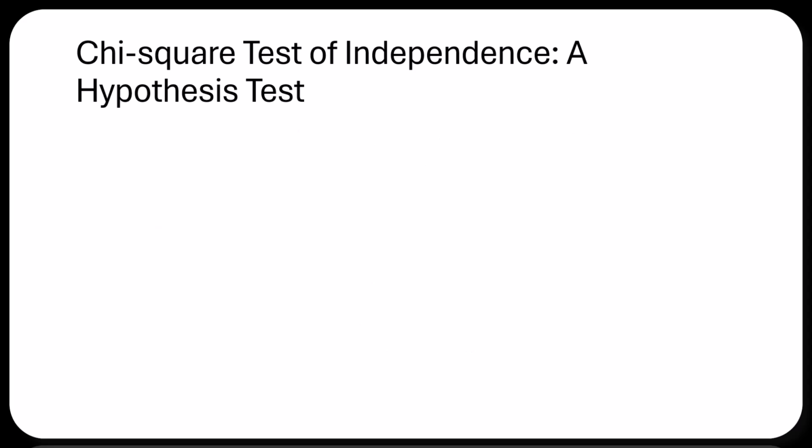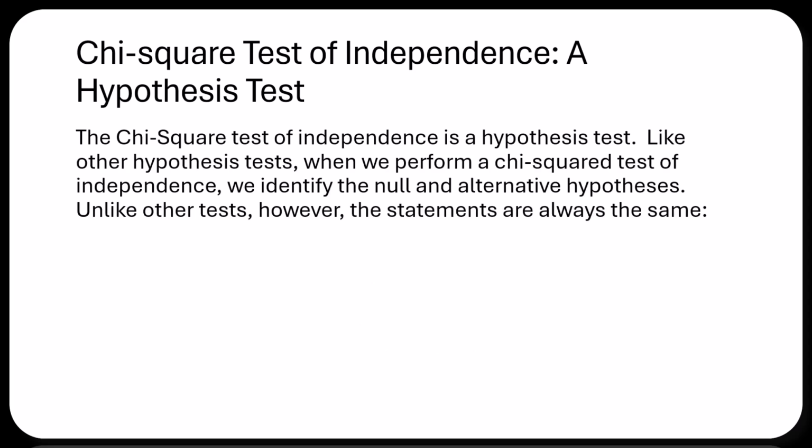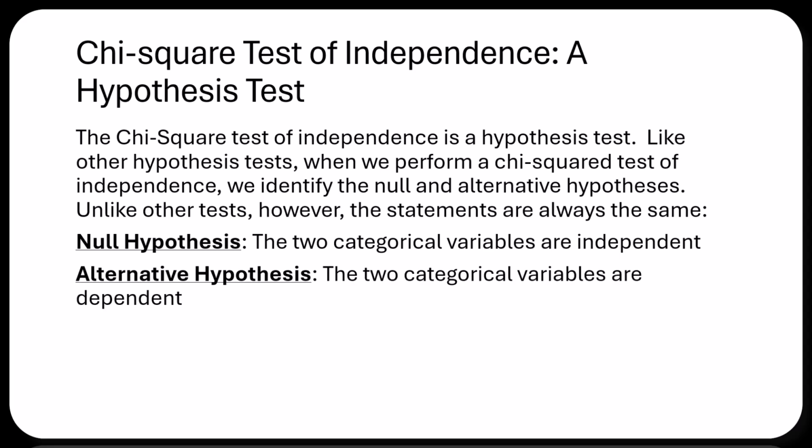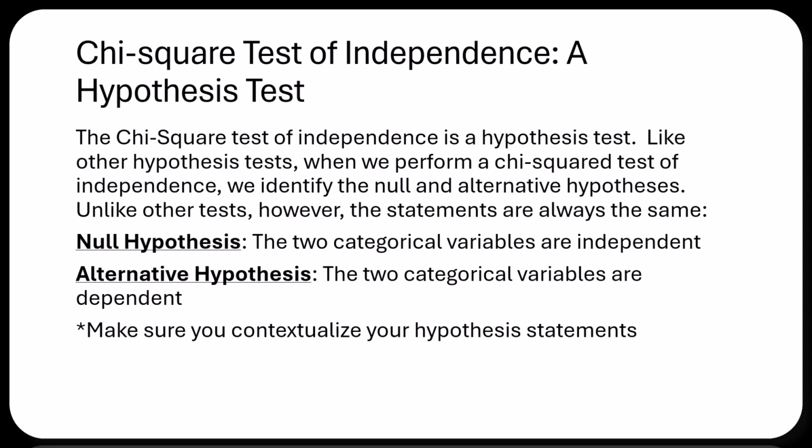The chi-square test of independence, a hypothesis test. The chi-square test of independence is a hypothesis test. Like other hypothesis tests, when we perform a chi-square test of independence, we identify the null and alternative hypotheses. Unlike other tests, however, the statements are always the same. The null hypothesis for a chi-square test of independence is always that the two categorical variables are independent, while the alternative hypothesis is always that the two categorical variables are dependent. Make sure you contextualize your hypothesis statements.